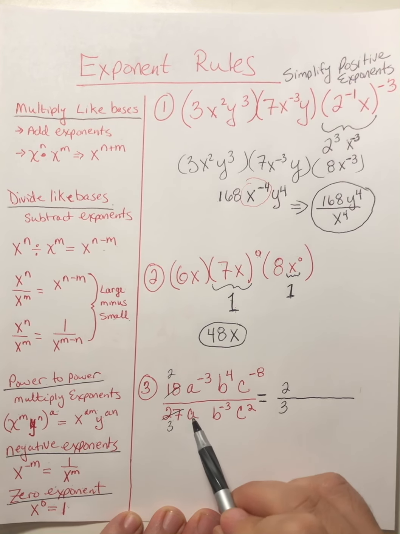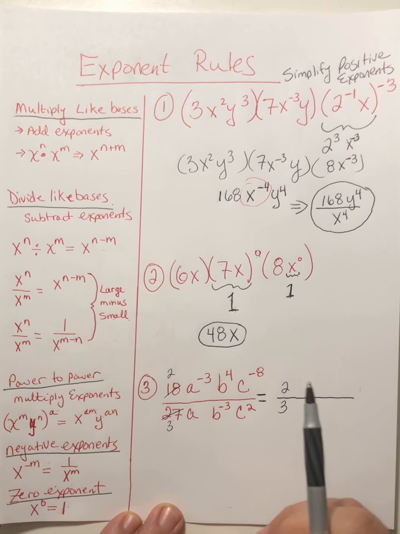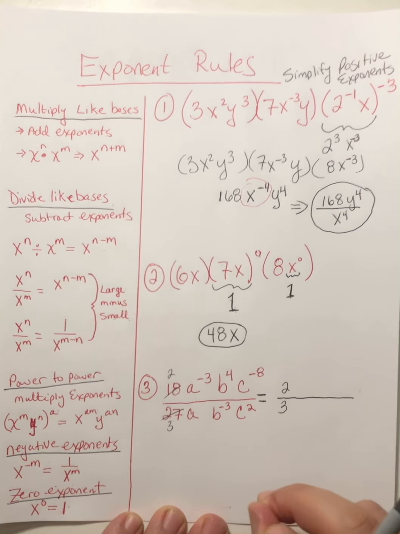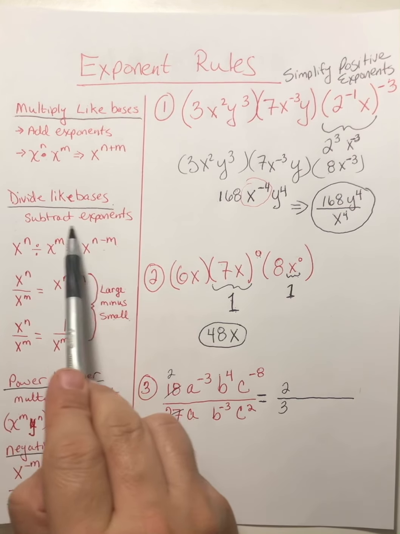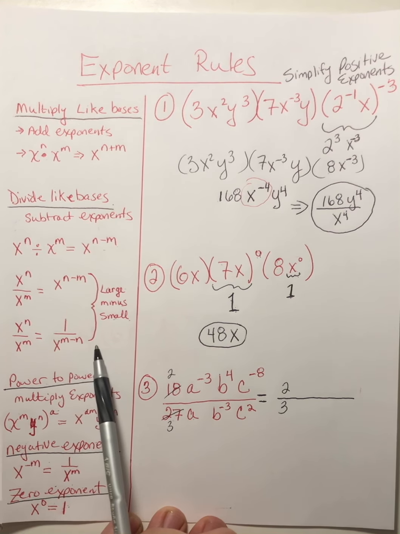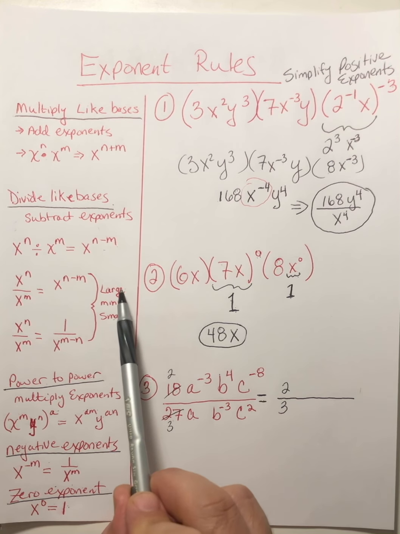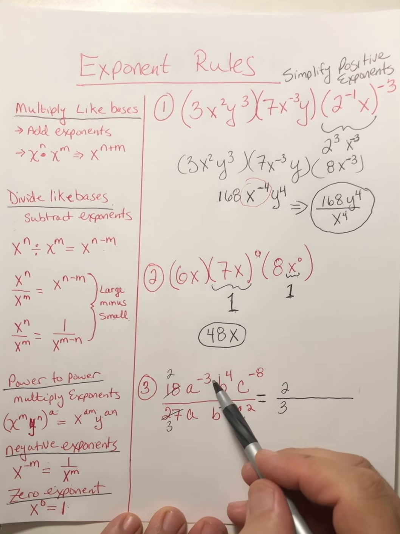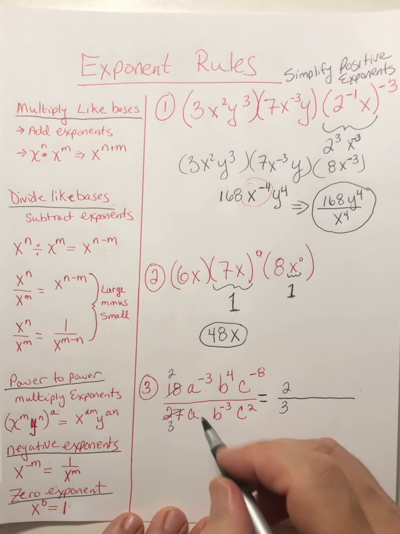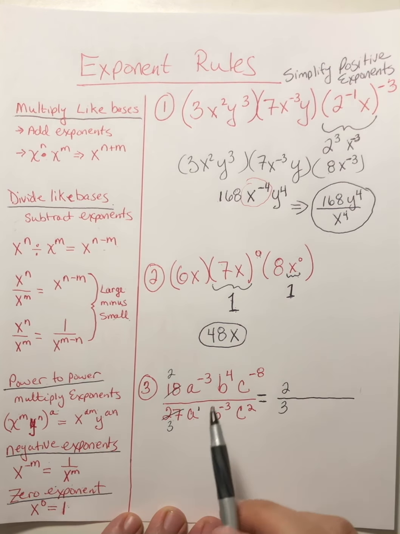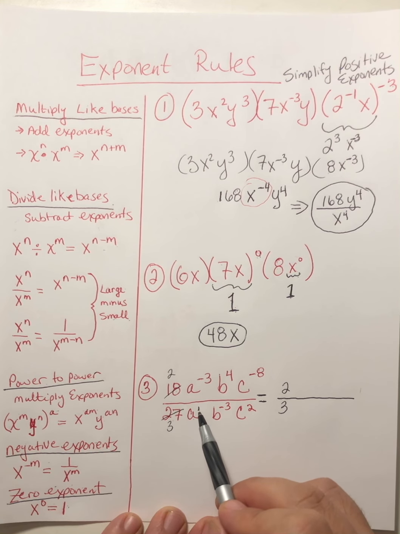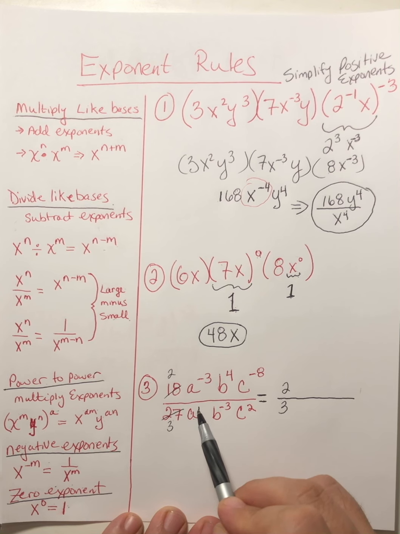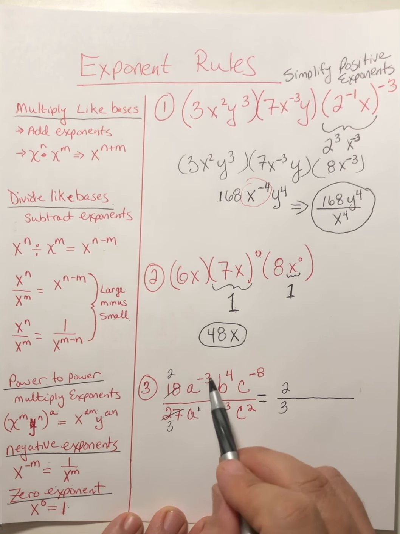Now, a to the -3 over a. Oh my God, there's a negative exponent. I told you, you don't care. All you worry about is following your rules. When we divide like bases, we subtract. We always subtract the large exponent minus the small exponent. What's the exponent on this a? It's a 1. Which one is bigger, -3 or 1? That's right, 1 is bigger than -3.